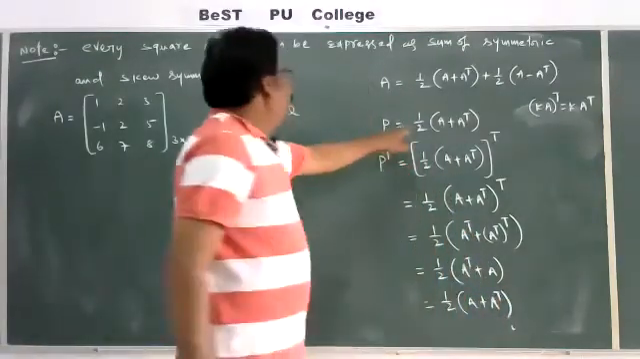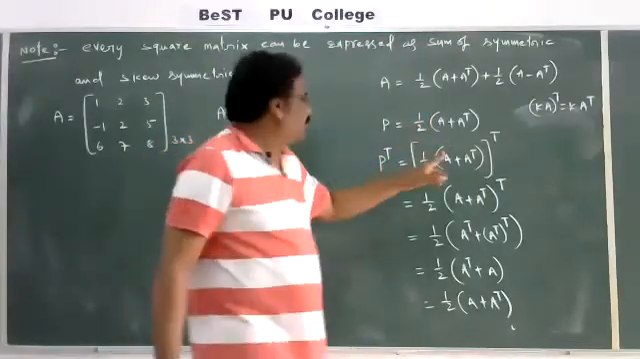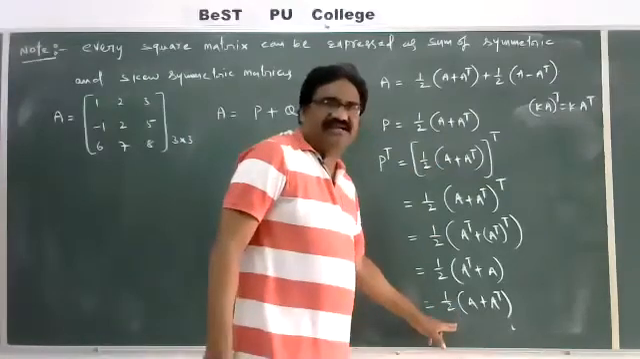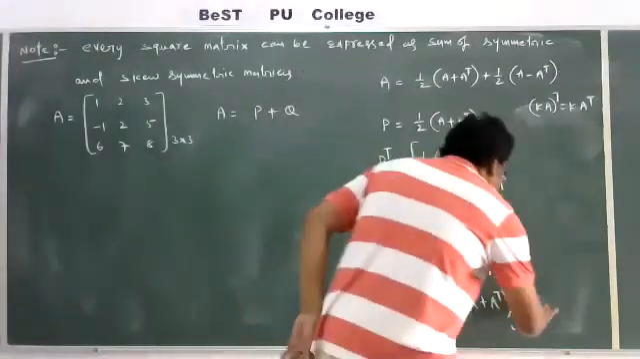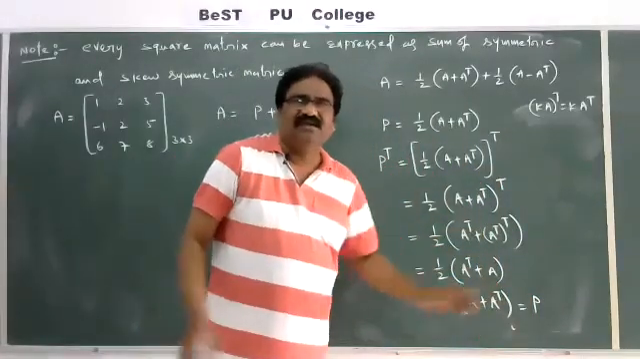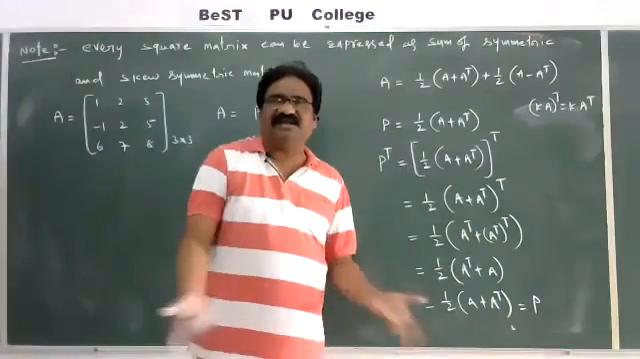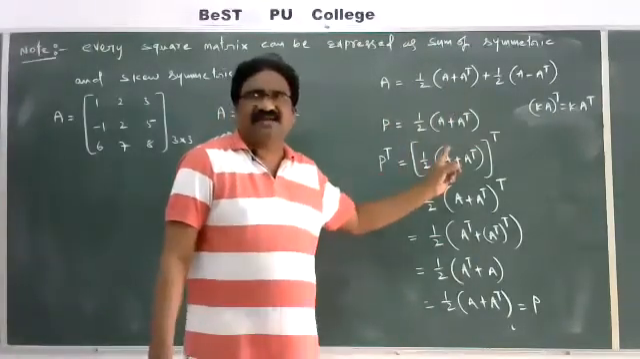Observe this: P is equal to 1 by 2 into (A plus A transpose). At last, applying the transpose on both sides, you get P again. So we proved P transpose is equal to P, and then we say that P is symmetric. P is a symmetric matrix.